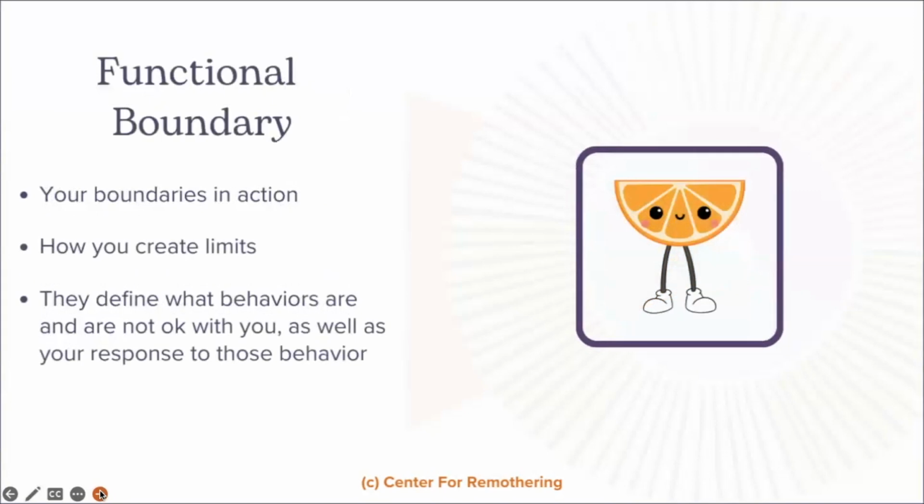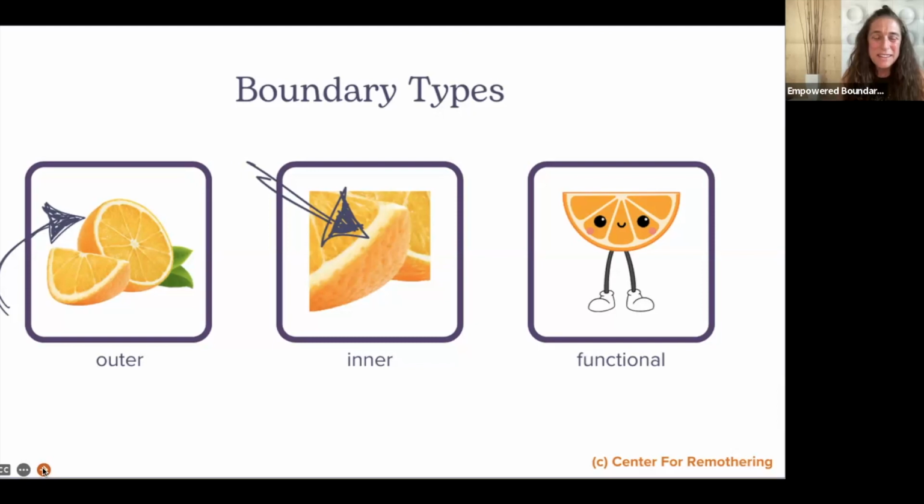Your functional boundaries are your boundaries in action. They're how you create limits. Your functional boundaries define what behaviors are and are not okay with you, as well as your response to those behaviors. Now let's take a look at our first metaphor for the boundary types, and then I'll introduce you to the boundary spectrum.